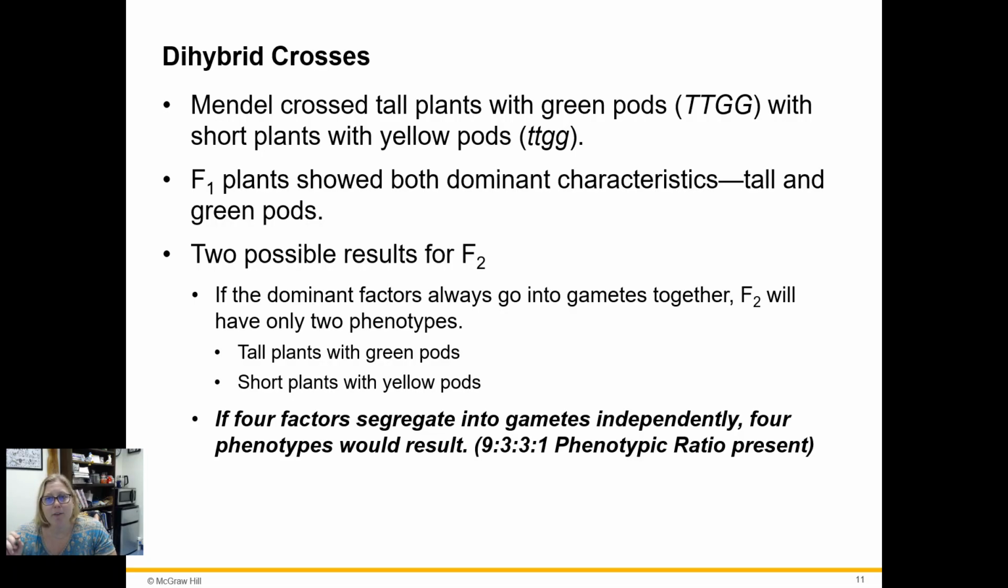Now, your F1 plants are going to all be heterozygotes, because if I cross an individual, right, T with G, that's all that their eggs are going to get, okay? Let me do another line here with TG.